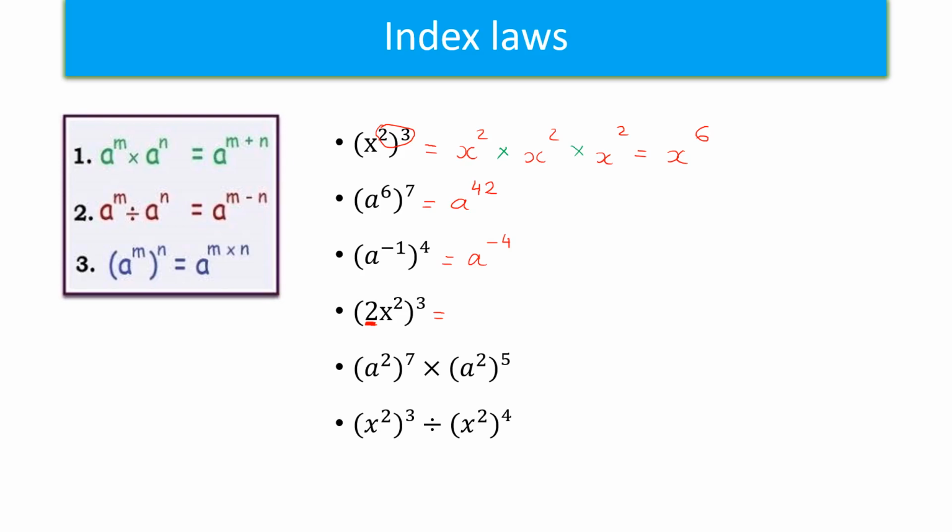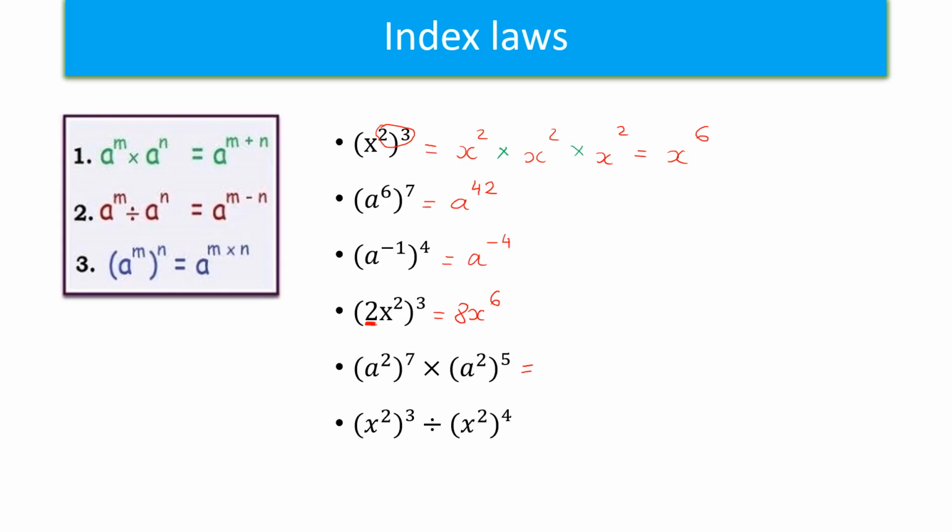So 2 to the power of 3 is 8. Remember, it's not 2 times 3, it's 2 to the power of 3. That means 2 times 2 times 2, which is 8. And then we've got x to the power of 6. Okay, in the next example.